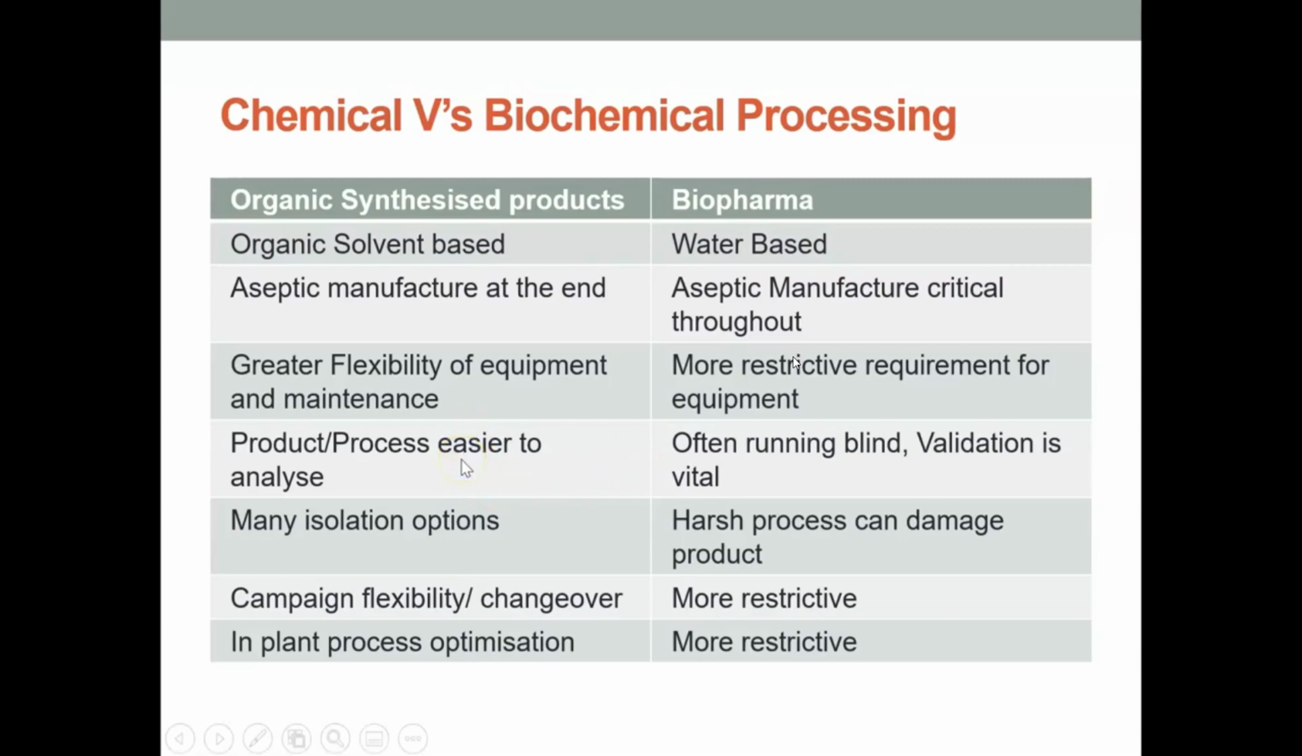In the chemistry, the product and the process is much easier to analyze. There's set tests, you know exactly what's happening inside in the reacting vessel. Whereas in biopharma, often you're running blind. You have to wait until you see what comes out at the end. So validation is really vital in this industry. In the chemistry, there's different ways to manufacture a product, so you have some options as to how you achieve your isolation of your chemical molecule. In biopharma, you've got a harsh process, so that can actually damage the product, so it's more sensitive. In chemistry, campaign flexibility and changeover and in-plant process optimization is much easier and much more manageable. It's a lot more restrictive in the biochemical industry.